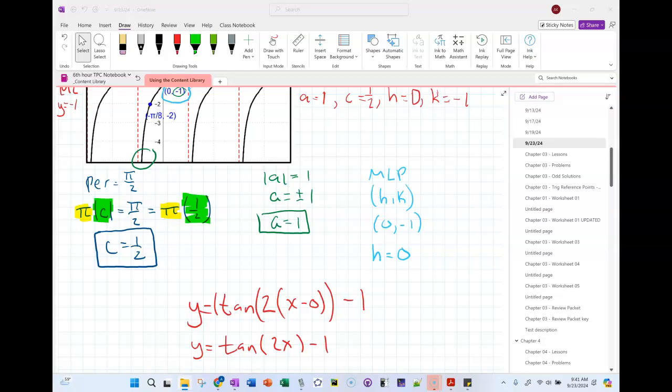What do you guys think? Pretty similar to what we've done already, correct? Let's do another.